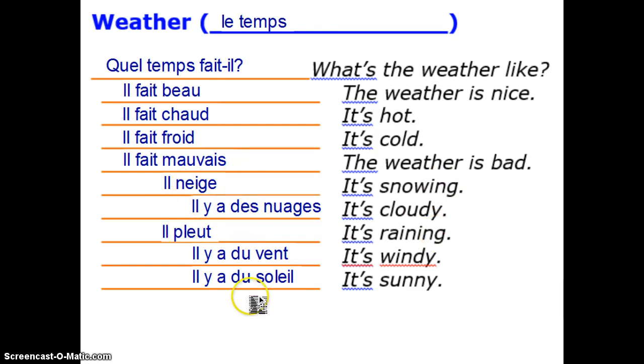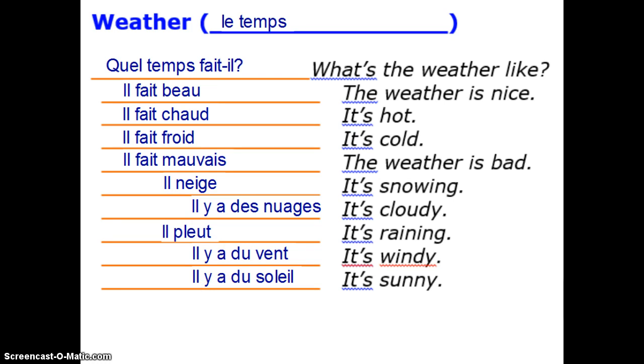And then il y a is there is or there are. So it's kind of weird when they say it's cloudy. They don't say it's cloudy. They say there are some clouds. There is some wind. There is some sun. Definitely not phrases you can translate word for word. But I tried to set them up where they all lined up with one another so you could see how it all divided out.